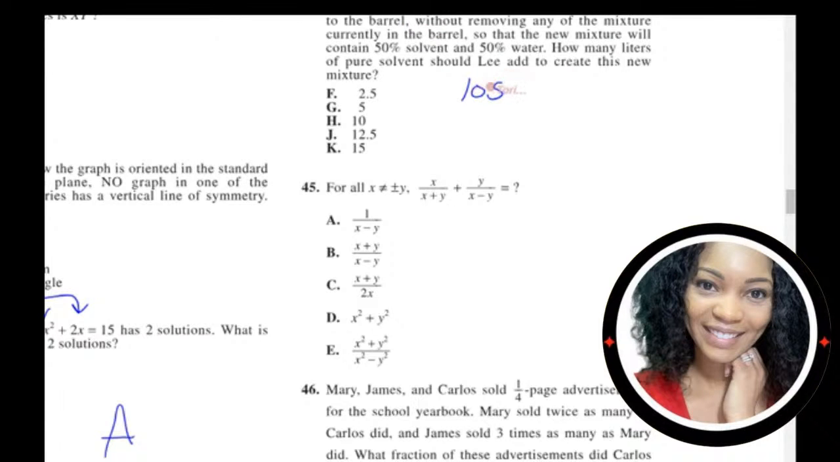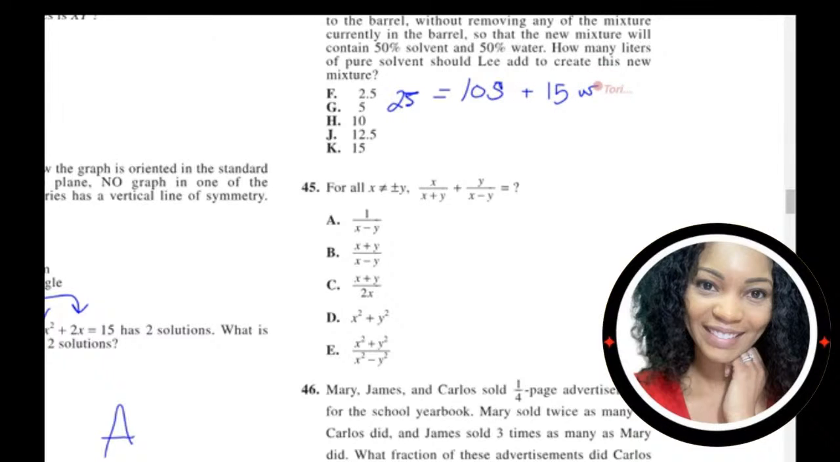10 of the liters are solvent, plus the remaining portion, of course, 25 minus 10 is going to be 15. So that's what we start off with. We've got 25 liters: 10 that are solvent and 15 that is water.